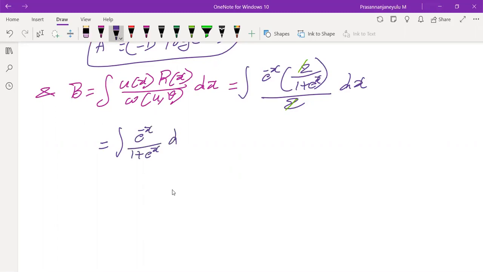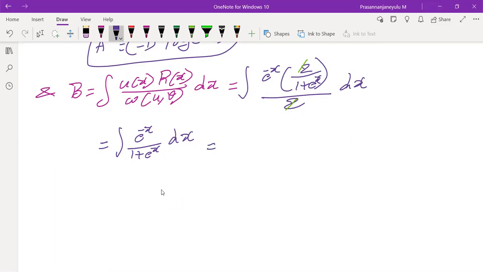Now tell me, what we discussed, integration of f dash by f form. Check whether it is in this form or not. If you take the differentiation of 1 plus e power x, what are we going to get? E power x. Is the numerator e power x? No, it is e power minus x. Then don't feel, sir, it is wrong. But we cannot find the integration for this directly.